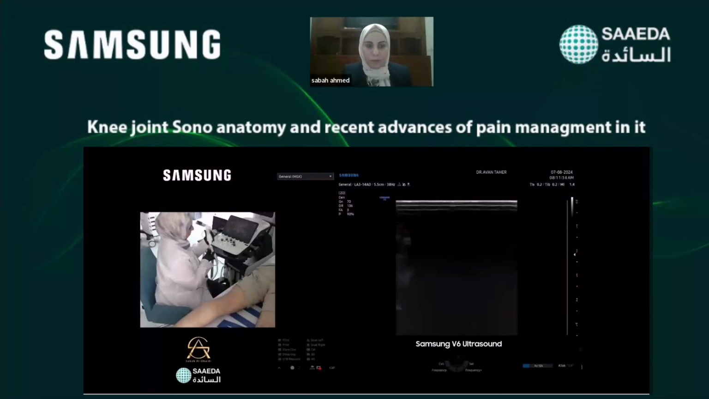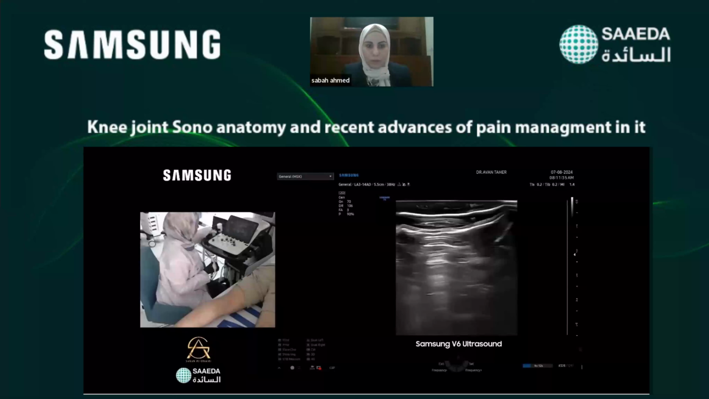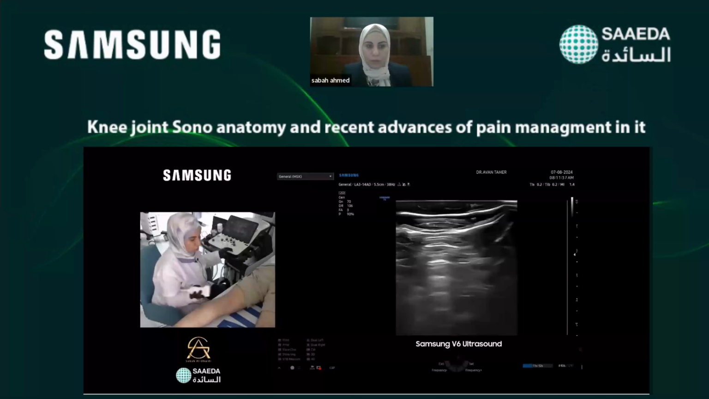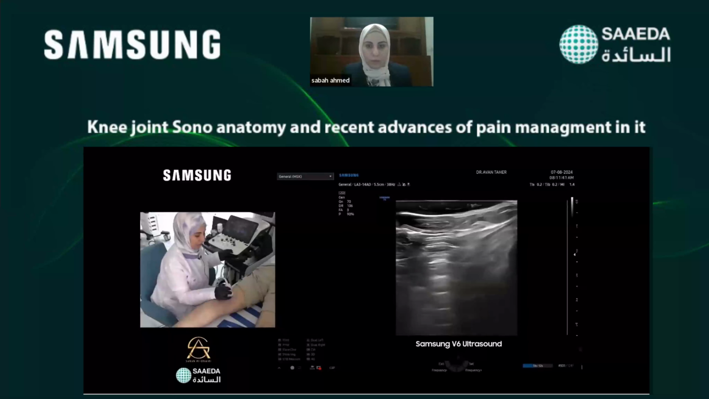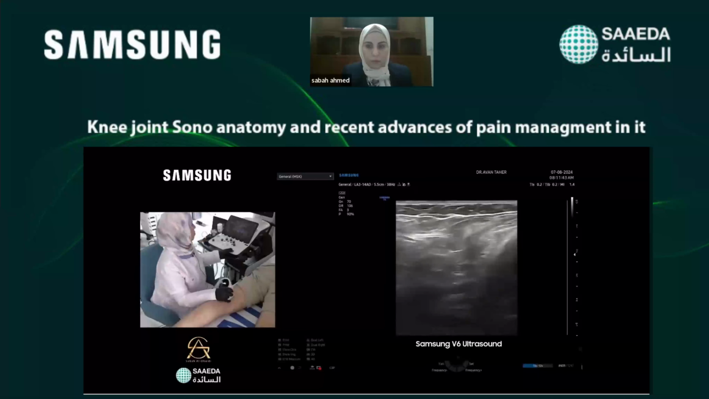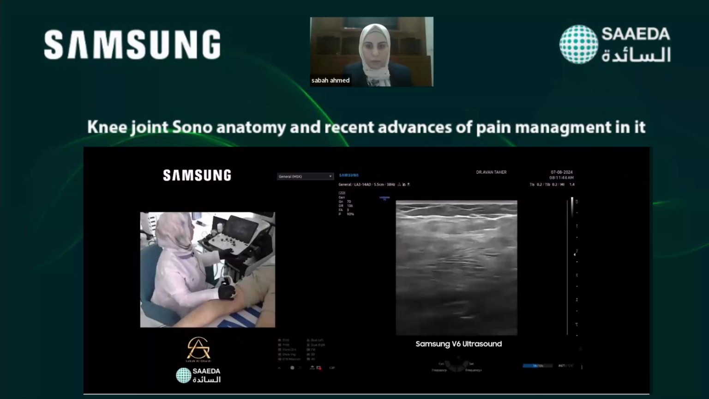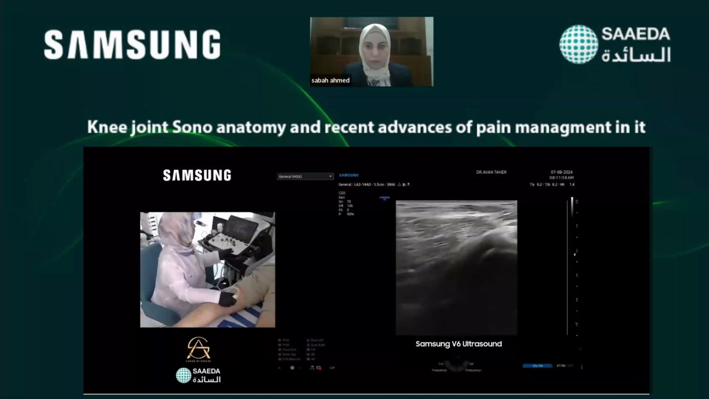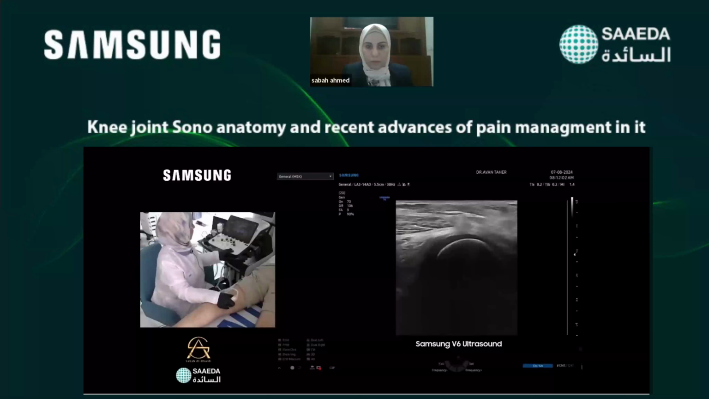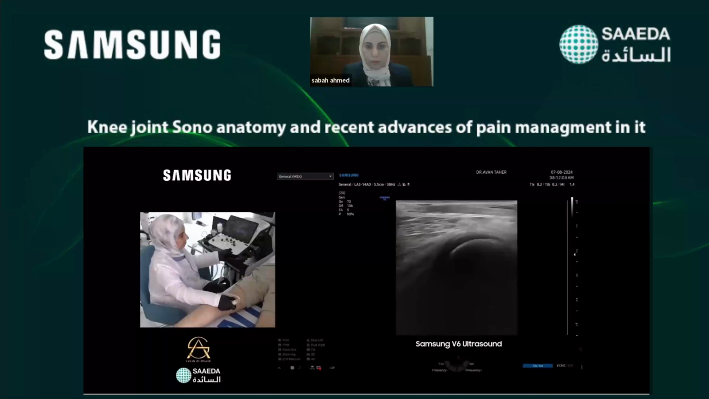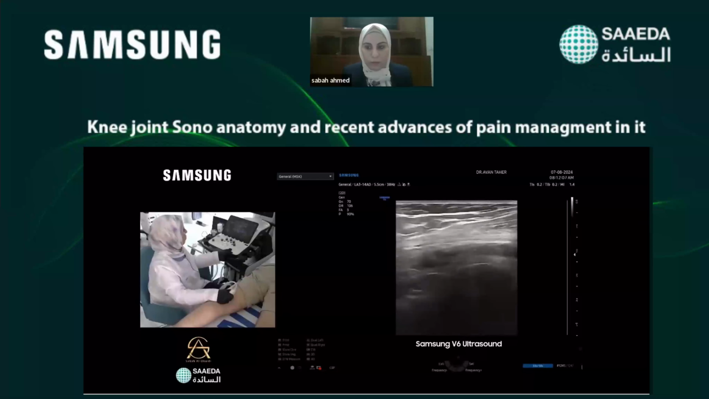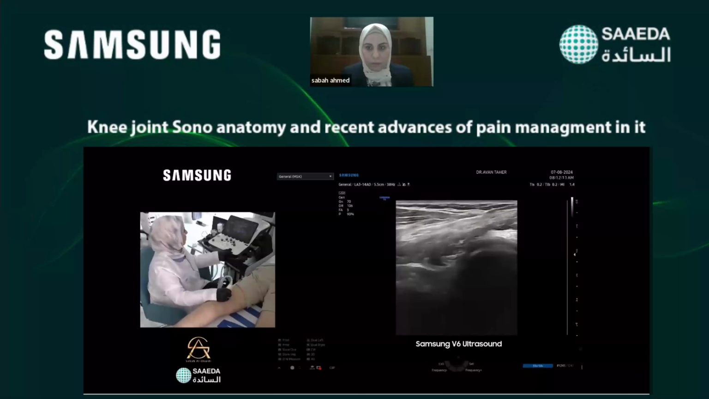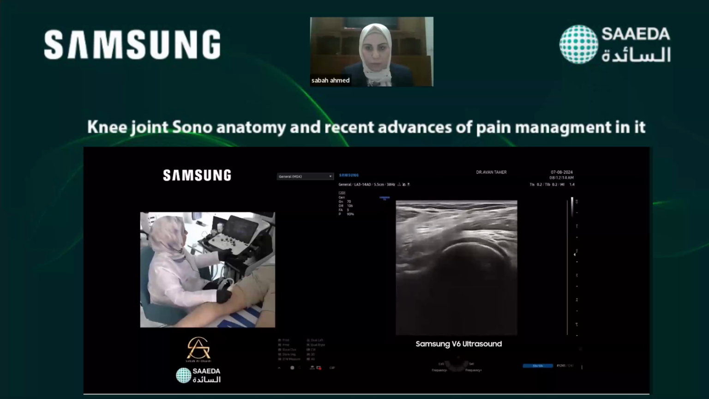Another most important structure here is the posterior cruciate ligament. When I put my probe at the intercondylar area longitudinally, what you can see here is the articular cartilage of the condyle. I put my probe longitudinally here, and you can even see the meniscus and the articular cartilage.